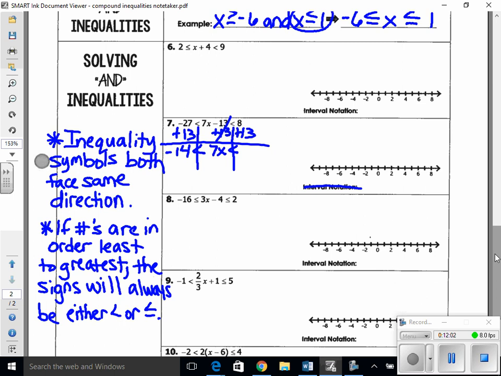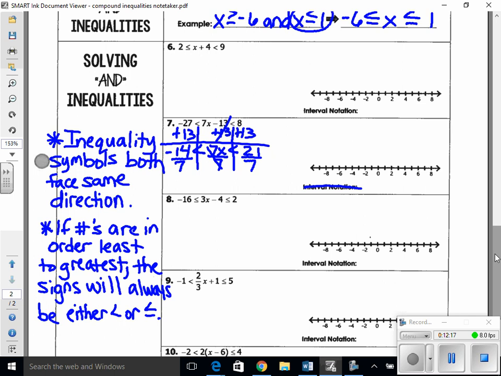8 plus 13 is going to give me 21. All right, so now I still have a number attached to the x. I need to get rid of it. And we get rid of it just how we always have been. 7's connected to the x by multiplication, so I want to divide by 7. If I divide by 7 in the middle, I have to divide by 7 on the left and the right.